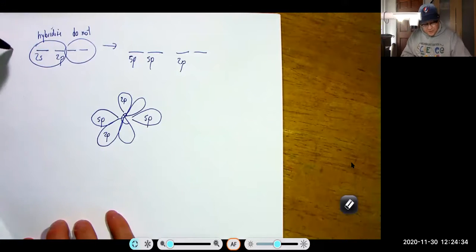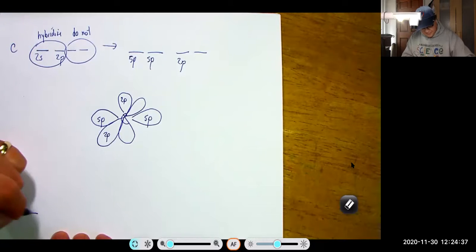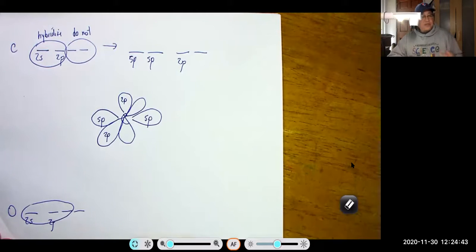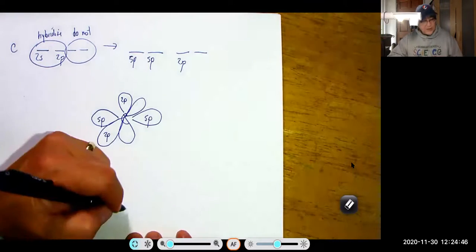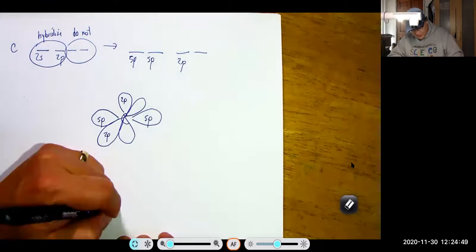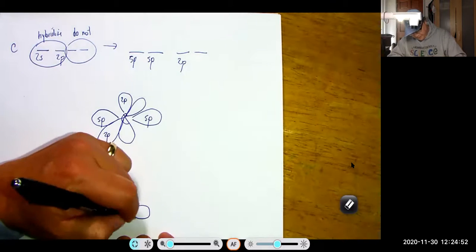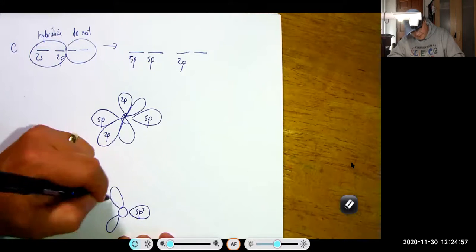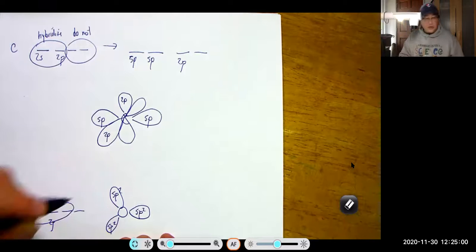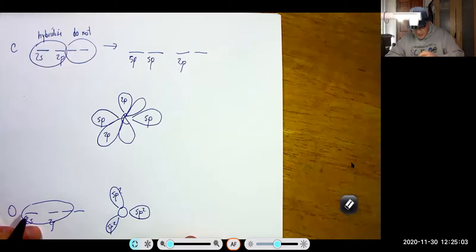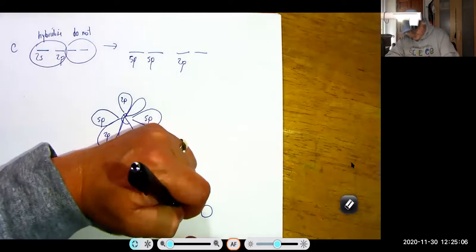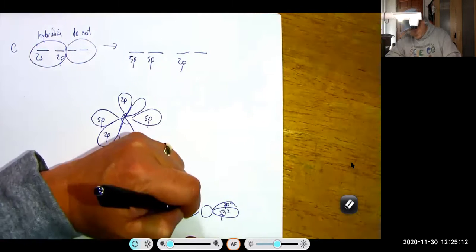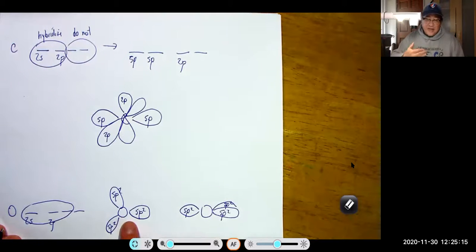Now, that's for the carbon. The oxygen, these three hybridize. What's the best way to draw these oxygens with three hybrid orbitals? And the answer is this way. Does that look trigonal planar, because it's supposed to? Another way you could draw the oxygen is this way. So this is the same thing as this, only it's laid down flat.